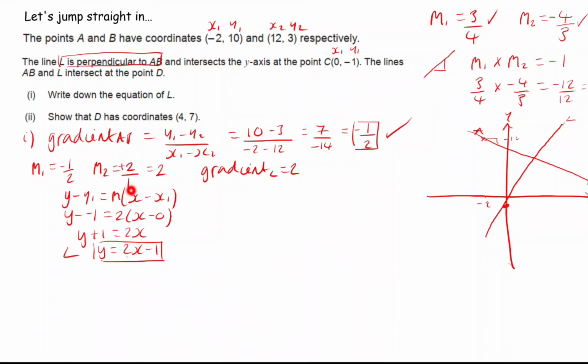And you can see that if we were to plot this using the gradient intercept method, this would be our intercept of minus 1, and it looks like it's got a gradient of, for every one across, we go 2 up. Okay, so that's the answer for part 1.